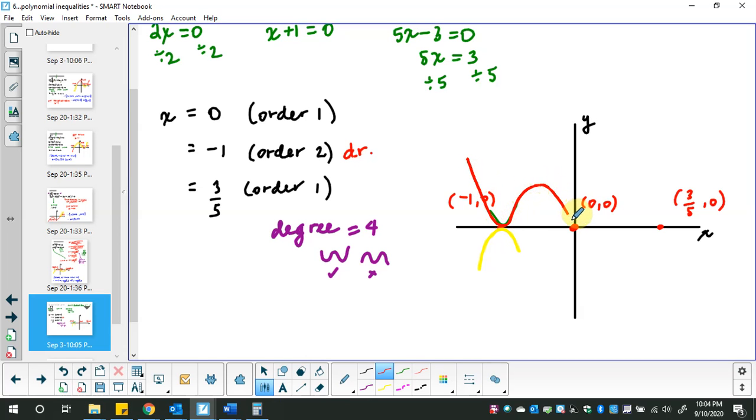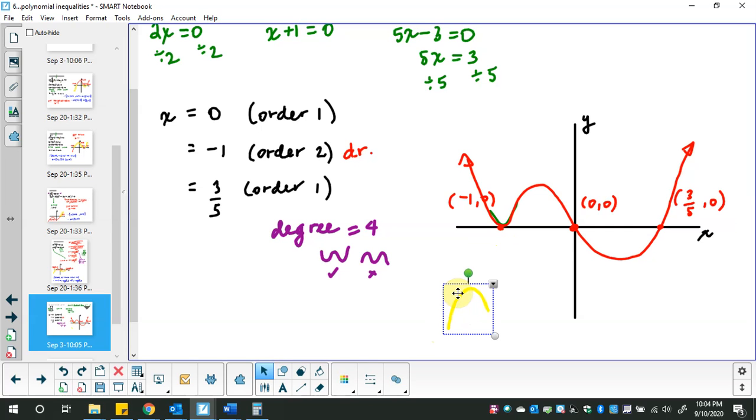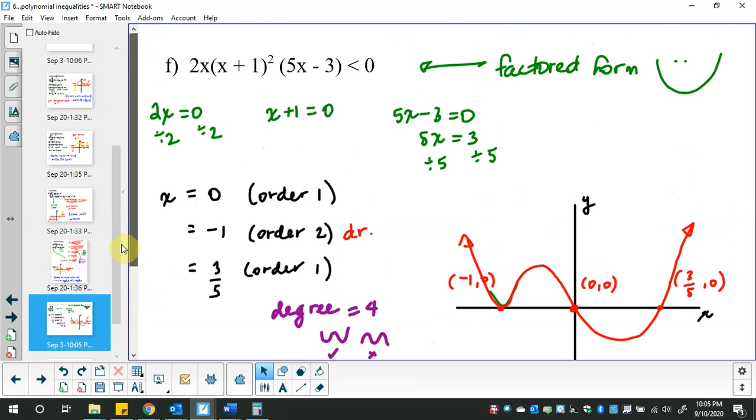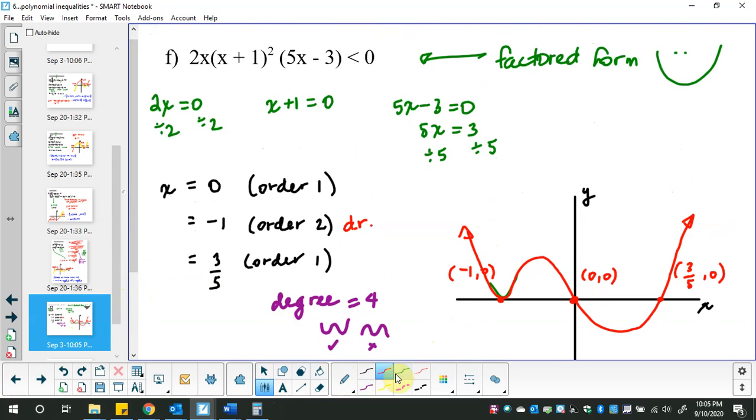This one is not a double root, so I scream on through. This one is not a double root, so I scream on through normally, and then I can tack my arrowheads on to say I'm going to keep going forever. All right, now I get to check the original question again to find out where I get to color. Oh good, I can have it all on the screen at the same time. So this is less than 0. So not equal to. Oh, this is easy. There's only one chunk that's less than 0.